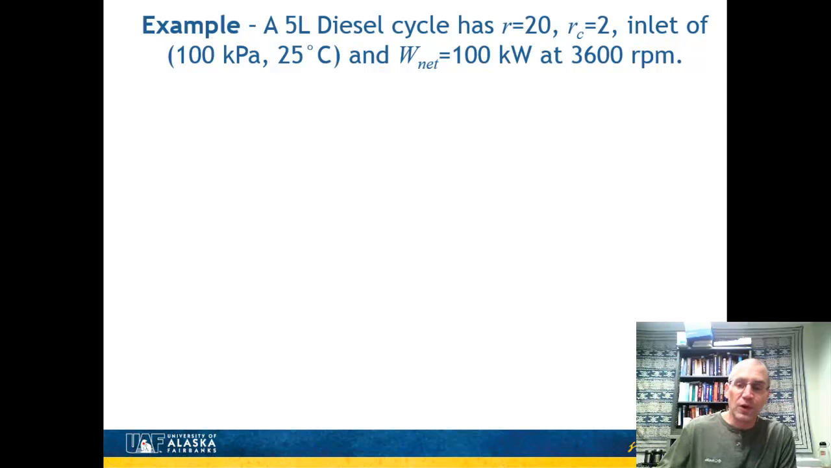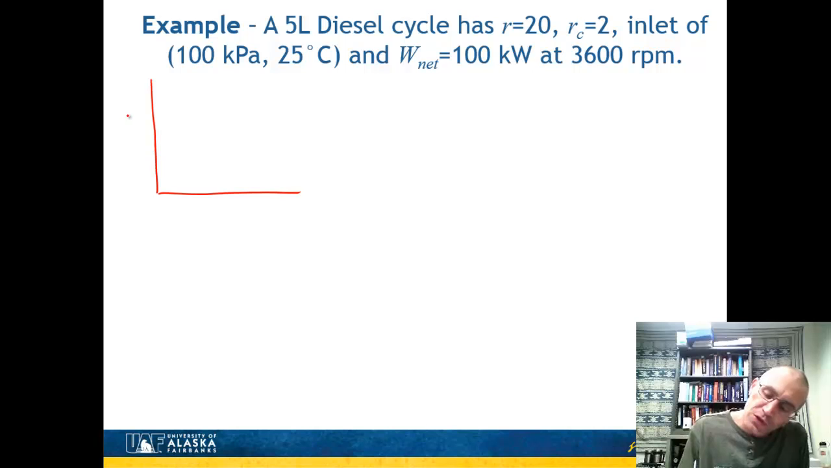All right, so what I'm going to do is go through an example here. And here's the example we're going to solve. We've got a 5-liter diesel cycle. So the diesel engine, the total displacement volume is 5 liters. We have a compression ratio of 20, a cutoff ratio of 2. We've got our inlet conditions at around atmospheric, 100 kPa and 25 degrees Celsius. We're told that the net work is 100 kilowatts when it's operating at 3,600 RPM. And so we're going to go ahead and find out what the thermal efficiency of this cycle is. So let's start by sketching up a PV diagram to remember our states.